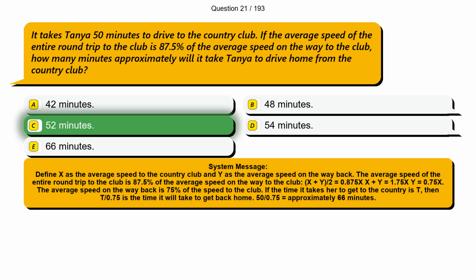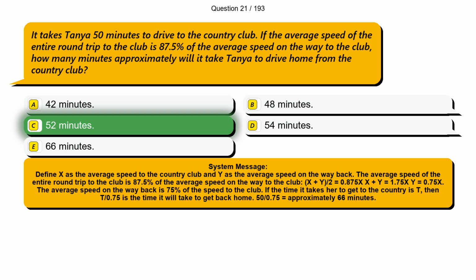Define x as the average speed to the country club and y as the average speed on the way back. The average speed of the entire round trip to the club is 87.5% of the average speed on the way to the club. x plus y, divided by 2, equals 0.875x. x plus y equals 1.75x. y equals 0.75x. The average speed on the way back is 75% of the speed to the club. If the time it takes her to get to the country club is t, then t/0.75 is the time it will take to get back home.